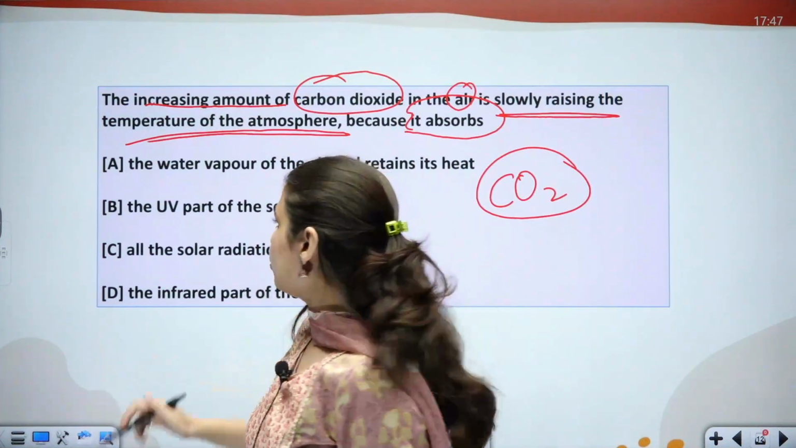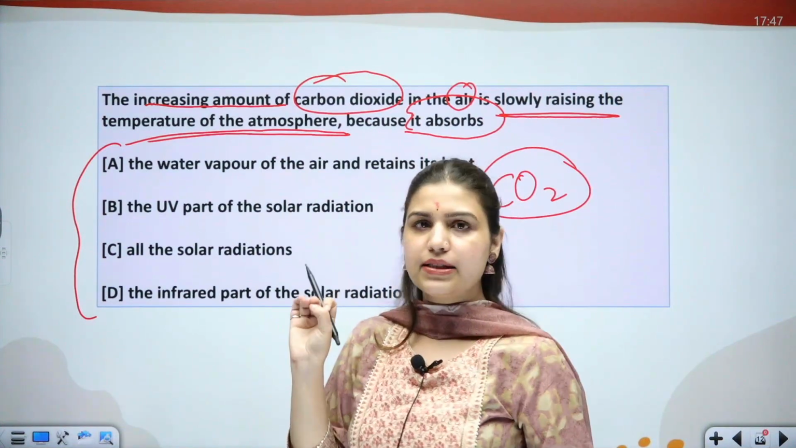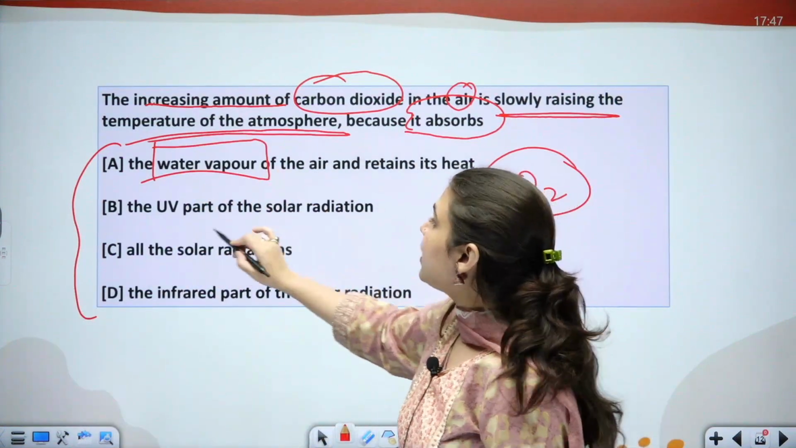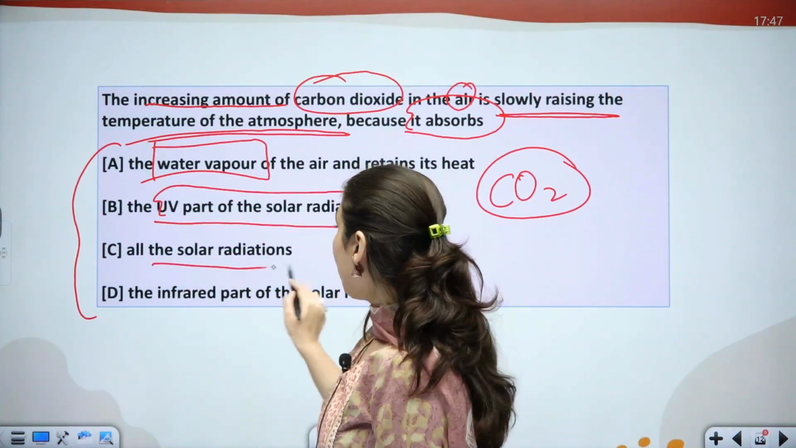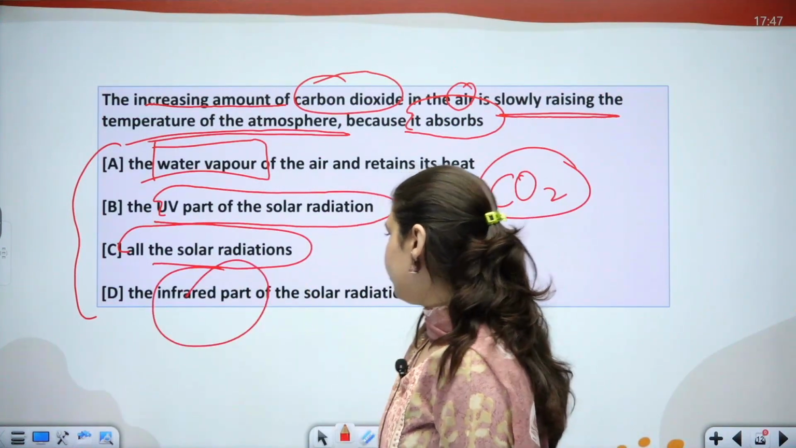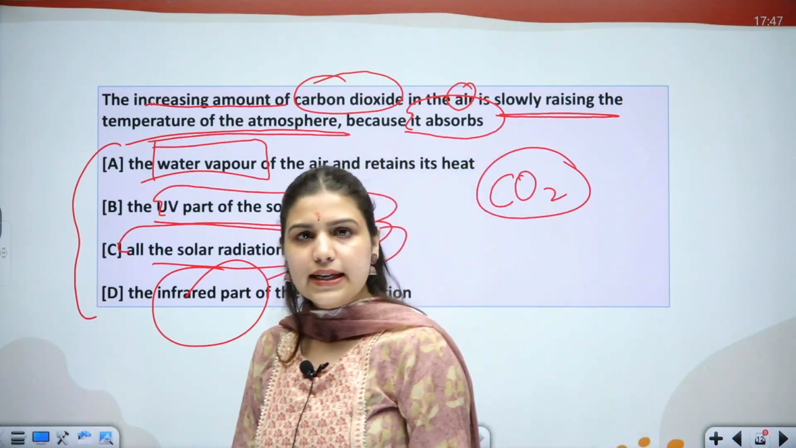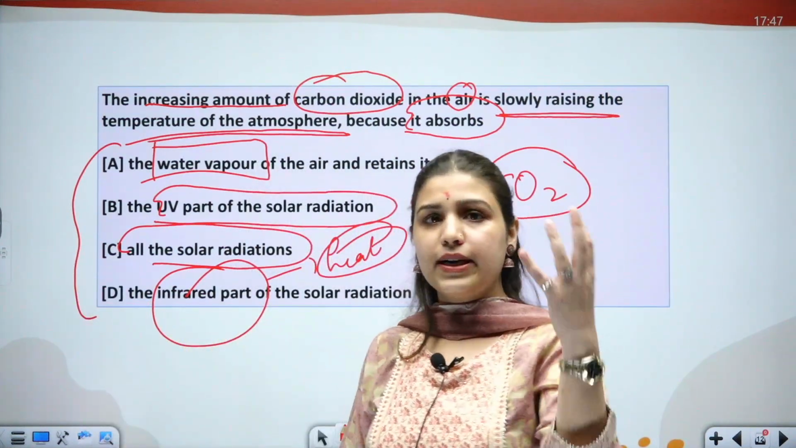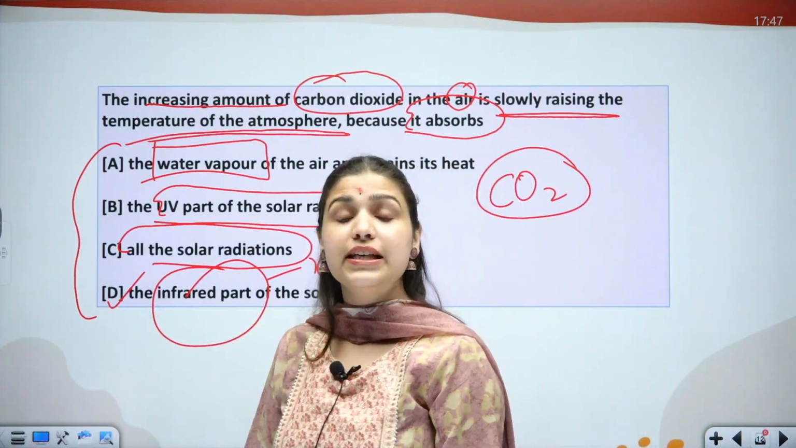What does it absorb? These are the four options which have been given. Let's see the options. Option A, the water vapor of the air and retains any heat. We have discussed water vapor differently. Then the second option, the UV part of solar radiation. Option C is all the solar radiation, and option D, the infrared part of the solar radiation, which basically consists of heat. It has this capacity to heat the atmosphere. We have seen that it is transparent to receiving this and then opaque to sending it out. So the correct answer is option D, the infrared part of the solar radiation.